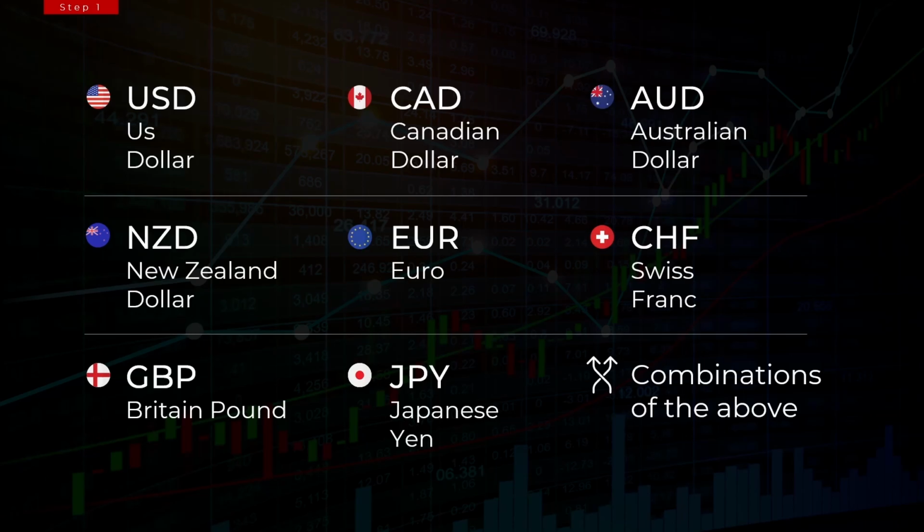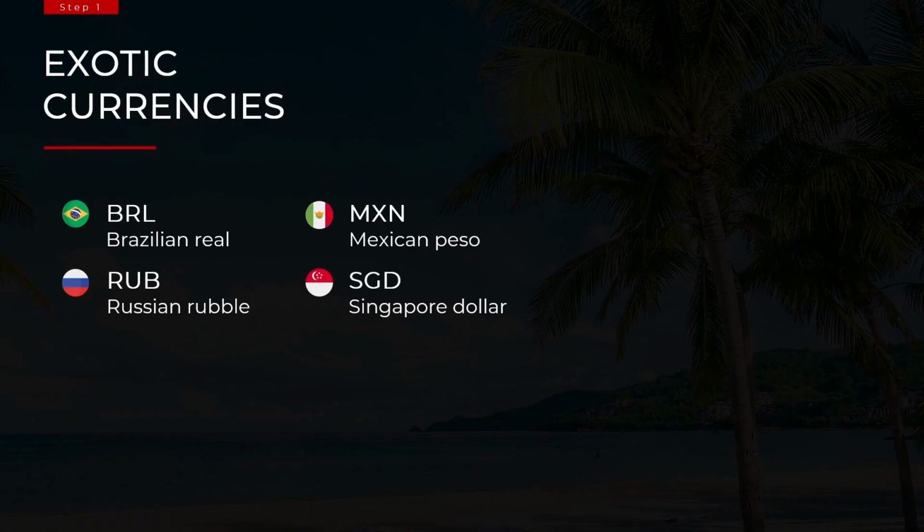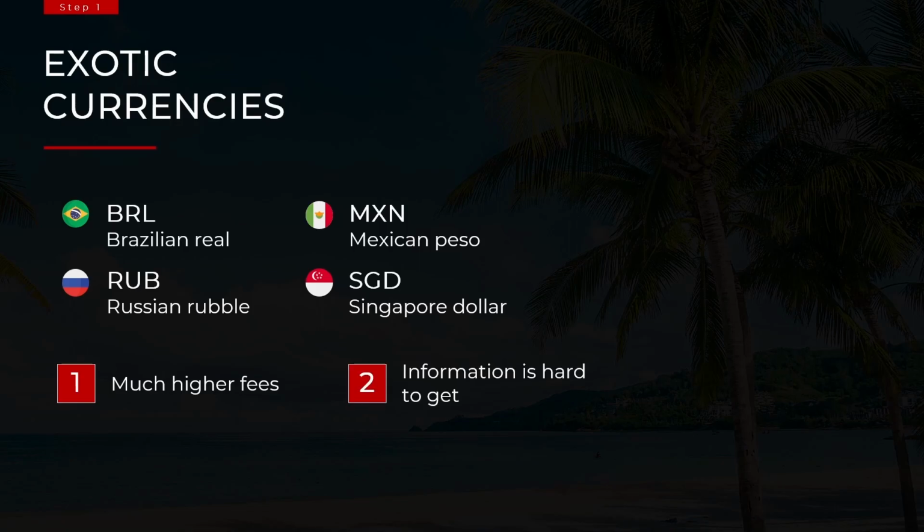We prefer currency pairs that make large movements. In order to make profits, we need strong volatility that we can catch. Of course, there are many other currencies that are called exotic, like the Brazilian real, the Mexican peso, the Russian ruble, and the Singapore dollar, which are also becoming more commonly traded. But if you want to trade them, you have to know that there are higher fees. Information related to the economy is difficult to get and not so often translated into English. Of course, you can decide for yourself whether you like it or not.